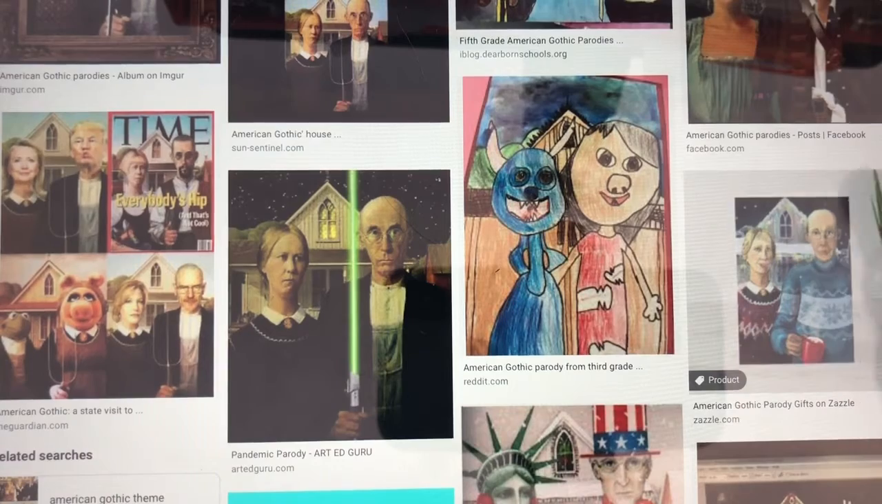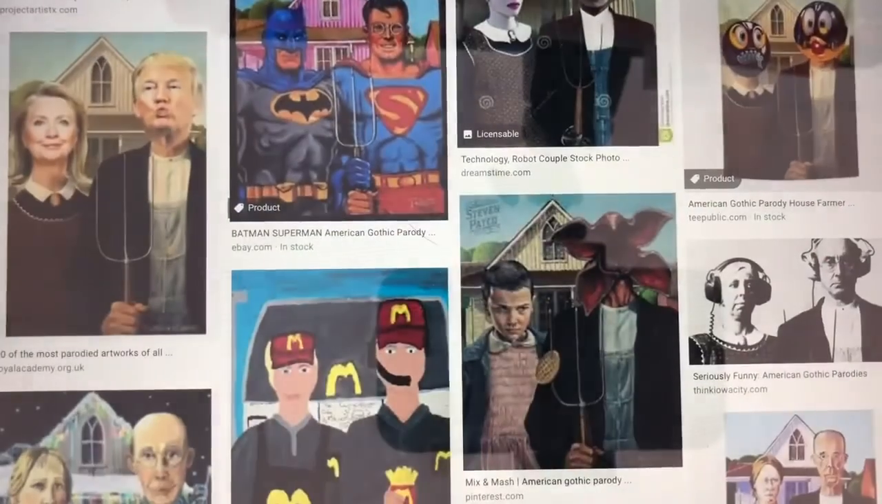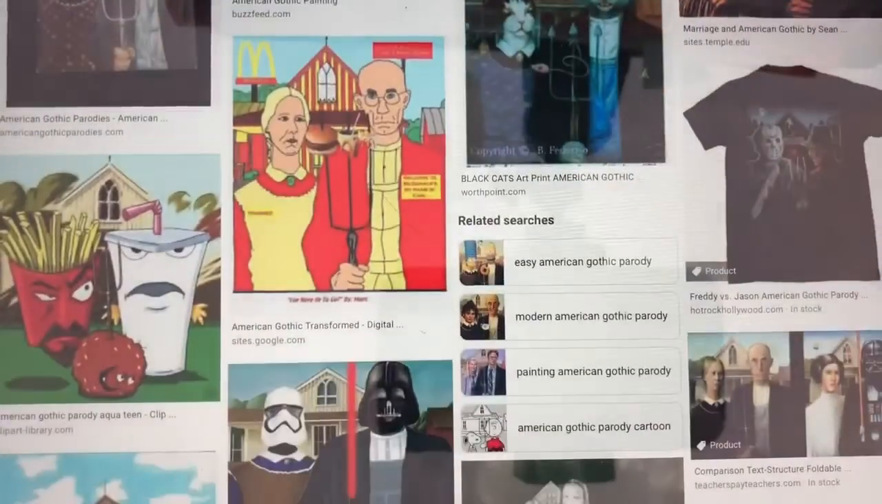So I want you to have two figures. So it might be Miss Piggy and Kermit. It might be Kylo Ren and Rey. It could be any of those. Maybe it's Simba and Nala, right? And then what you're going to do is pick a background. What's the background going to be? Is it going to be a house? Is it going to be something different?